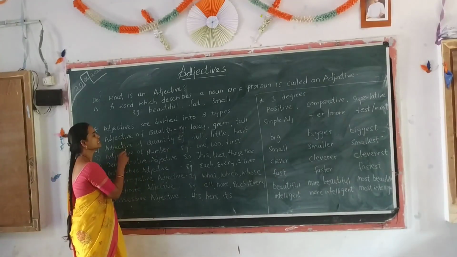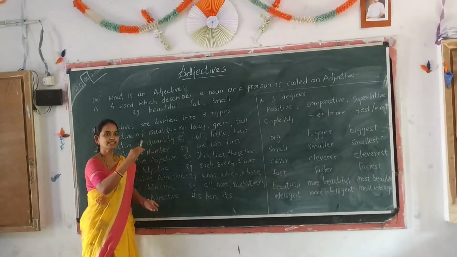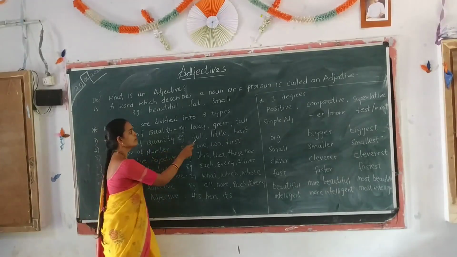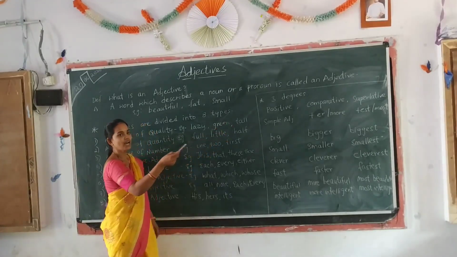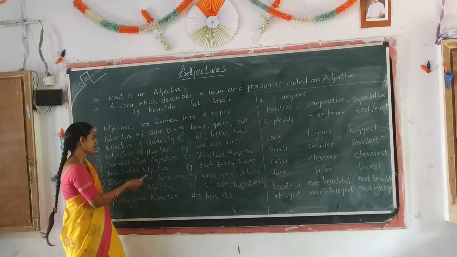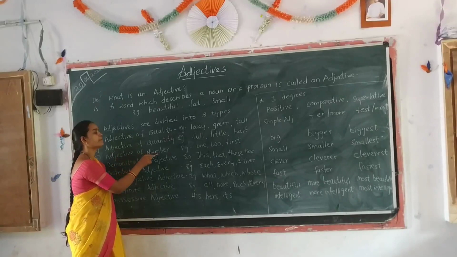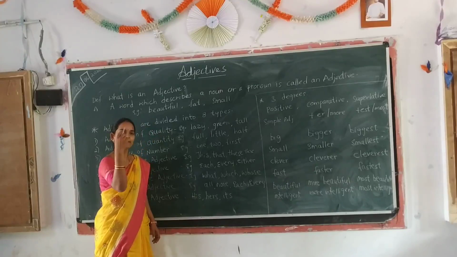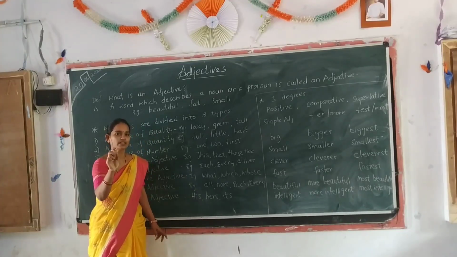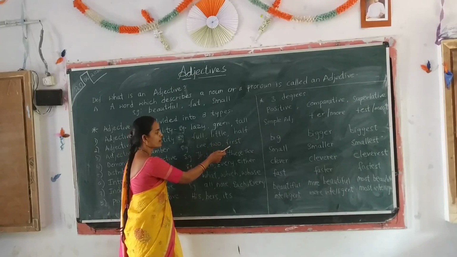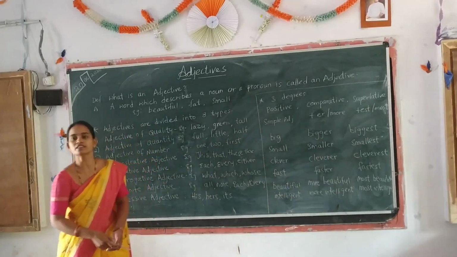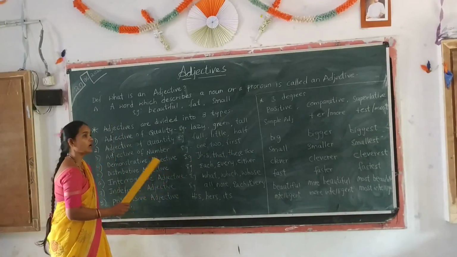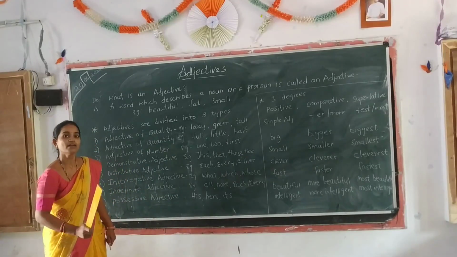The next adjective, adjective of quantity. Quantity means the size or the measurement like that. Full, little, half. These are adjectives of quantity. And the next adjective, adjective of number. All the numbers, infinity, 1, 2, millions, billions, these all are adjectives only. And the other form, first, second, third, fourth, fifth, these also come under adjectives only, adjective of number. All the numbers come under adjective of number.